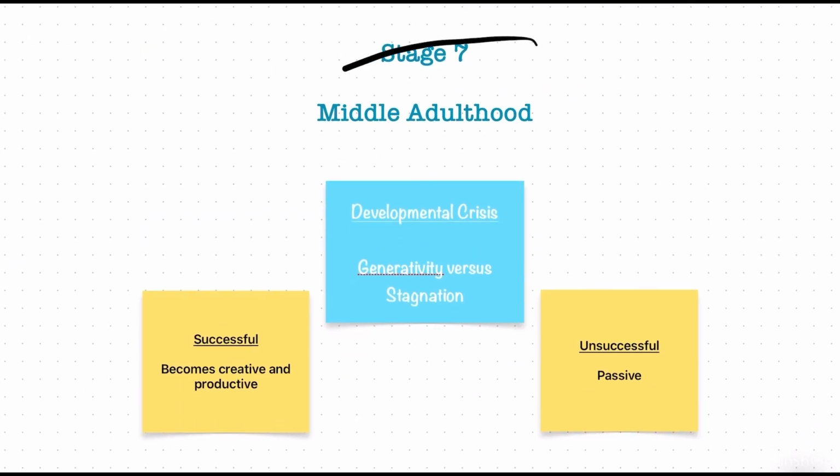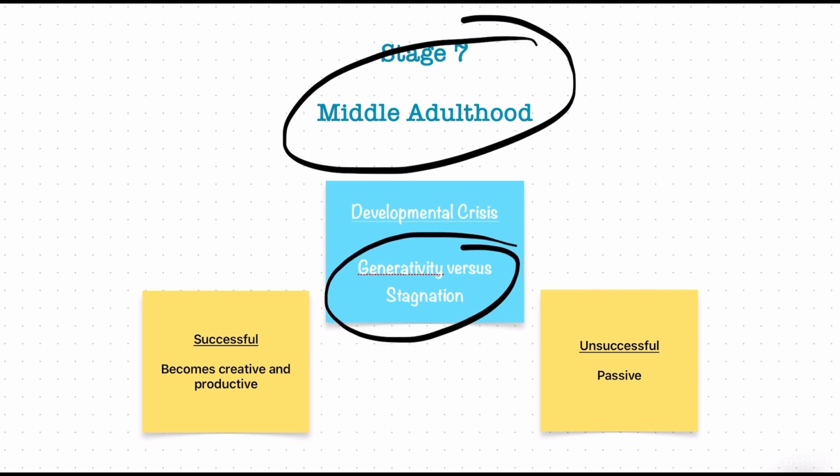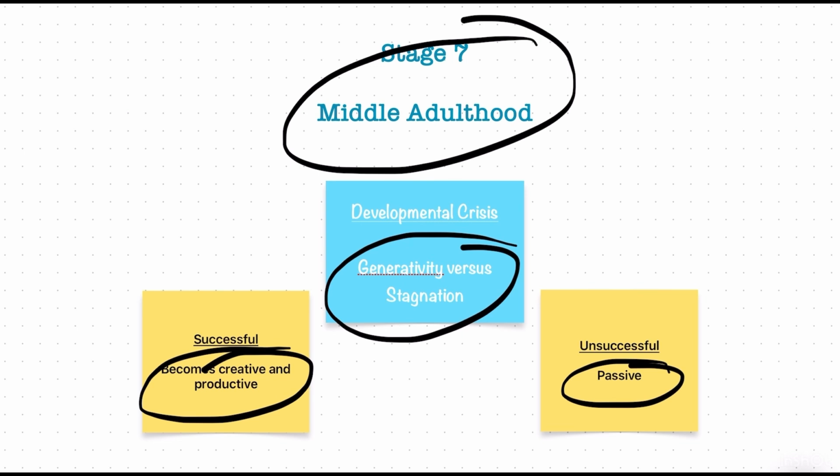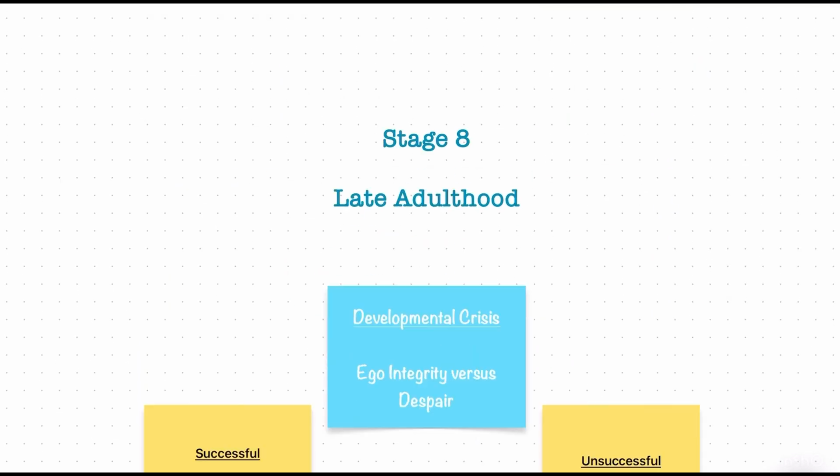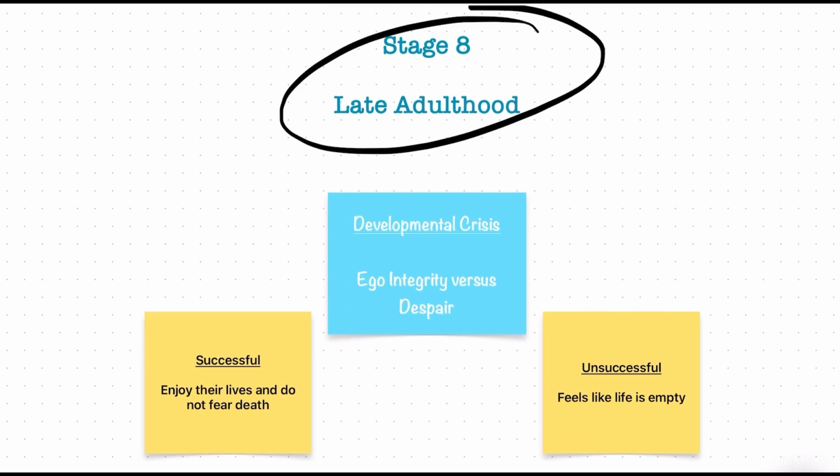Next, stage 7, middle adulthood. Here, the developmental crisis is generativity versus stagnation. Adults strive to create or nurture things that will outlast them, often through parenting or contributing to society. Success leads to a sense of accomplishment and usefulness, while failure may lead to feelings of stagnation and unproductivity.